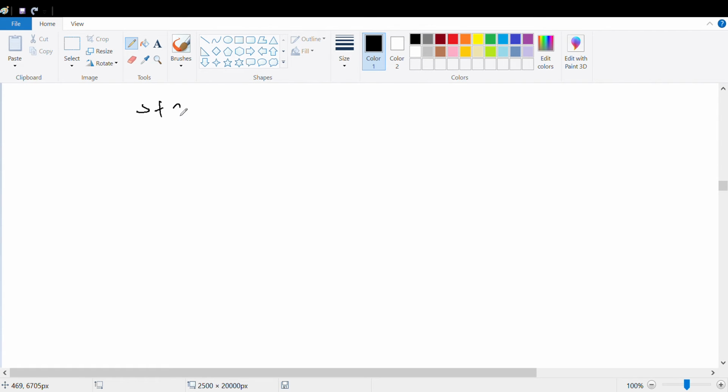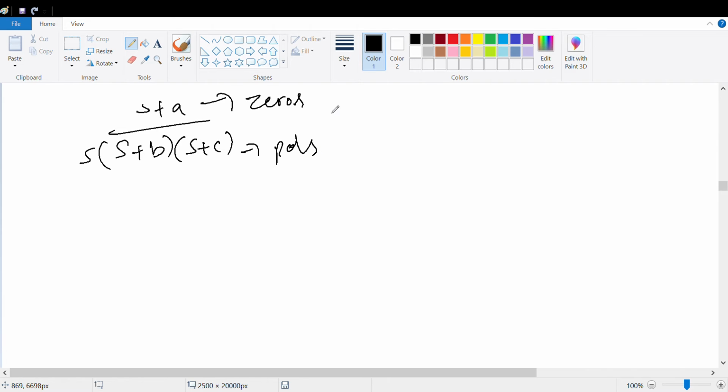So suppose we have (s + a) / (s(s + b)(s + c)). These are called zeros and these are called poles. Zero means at s equal to minus a. Poles means 0, minus b, minus c. How?